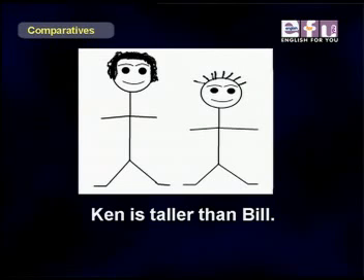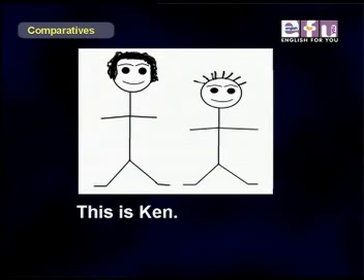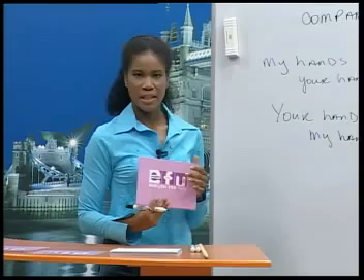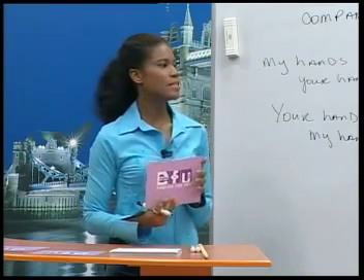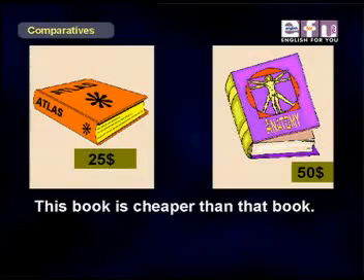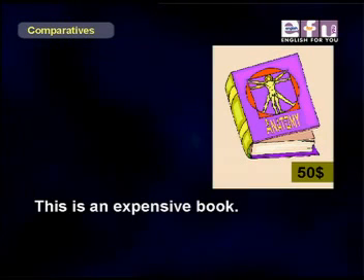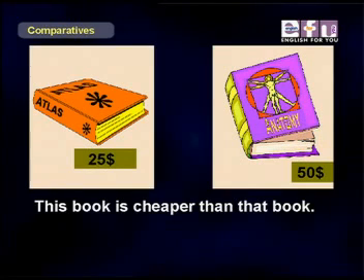So again, we said Ken is taller than Bill. This is Ken. This is Bill. Ken is taller than Bill. In the next example, we see this book is cheaper than that book. This is a cheap book. This is an expensive book. So this book is cheaper than that book.